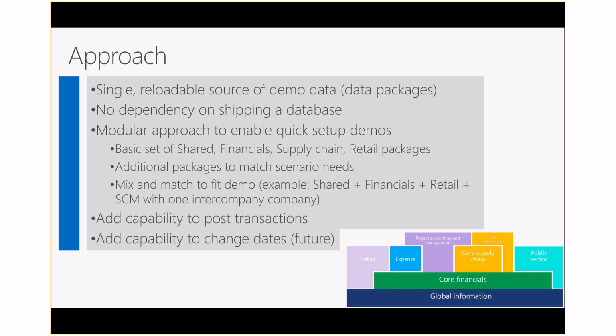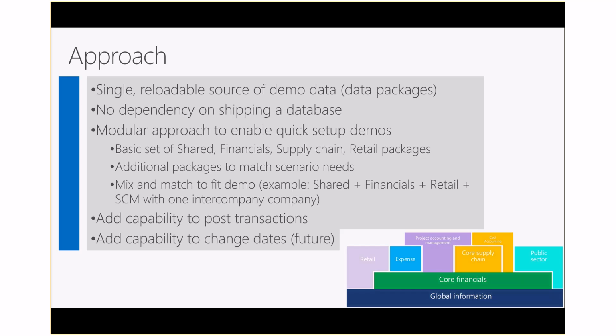And we wanted to make them very modular. So what we did is we broke it down, and we have a set of shared data, which is the stuff that crosses all the companies. Then we have financials data by company. We have supply chain data by company. And then we're going to add retail packages, which we don't have right now, and we're going to have public sector, but we're trying to break it down into more logical components. We actually have a project accounting component, so you can, again, mix and match the stuff that you want to put in there. We'll add packages as we add more scenarios. We have lots more scenarios we haven't implemented yet.